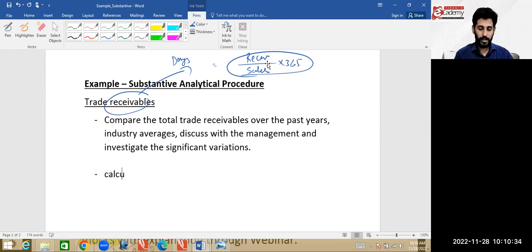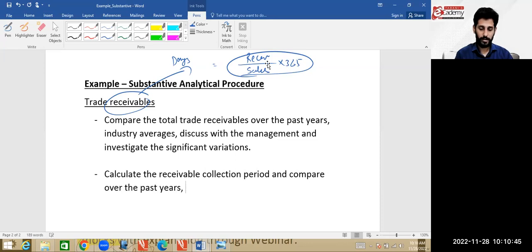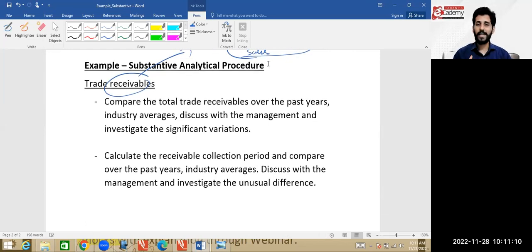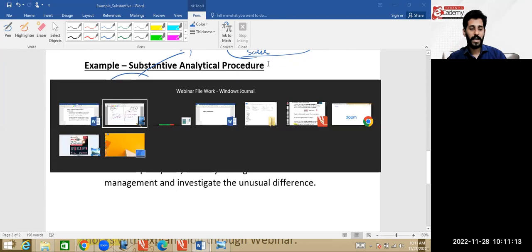So how will you be drafting your answer? You are the auditor. Calculate the receivable collection period and compare over the past years and industry averages, discuss with the management and investigate the unusual difference. Now that is actually the purpose of this analytical procedure. So you will have to write that way. And these are for the balance sheet items, and keep it simple.